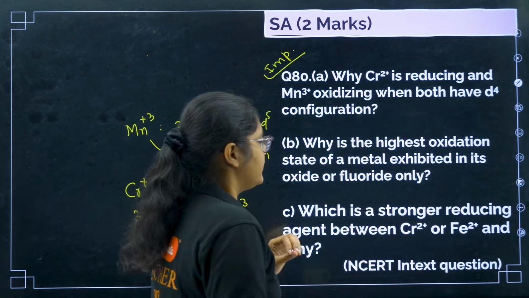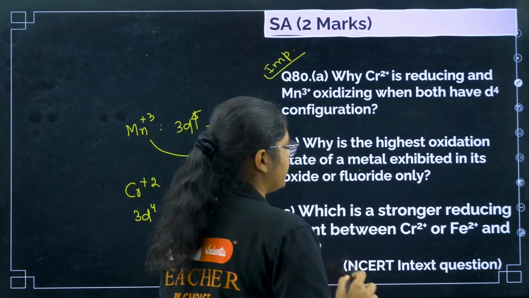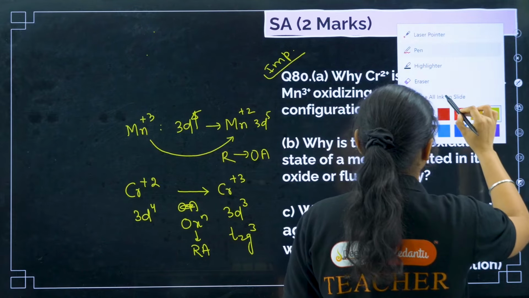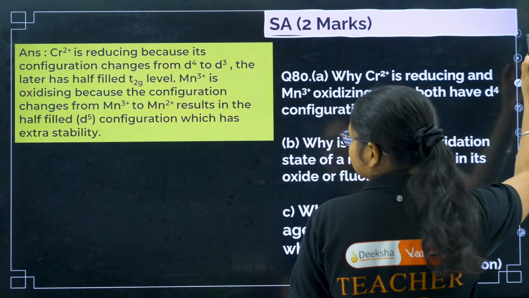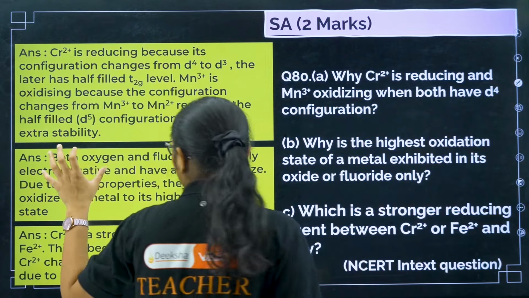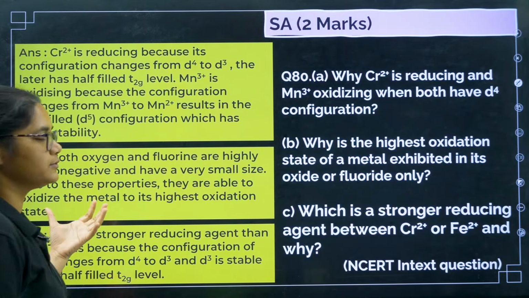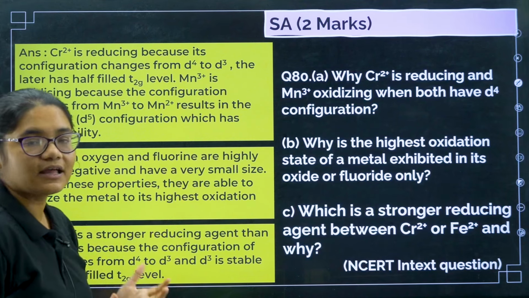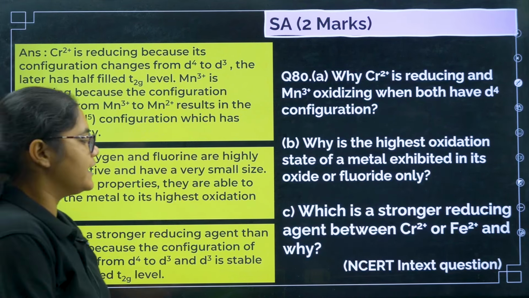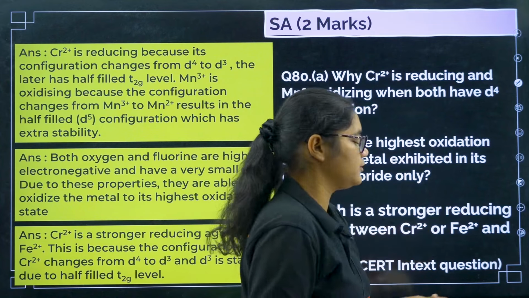Clear? Next, why is the highest oxidation state of a metal exhibited by its oxide or fluoride only? I will be showing you how the answers are to be written. The first one I have already explained. Oxygen and fluorine are highly electronegative and have a very small size, so they can stabilize the higher oxidation states.